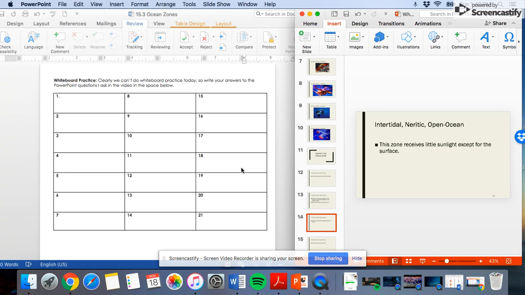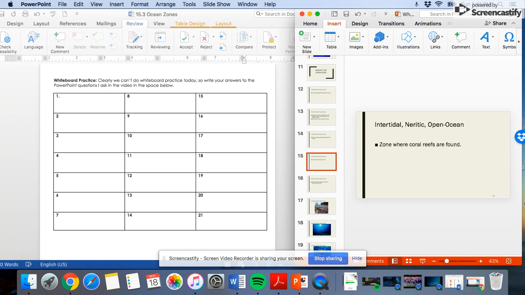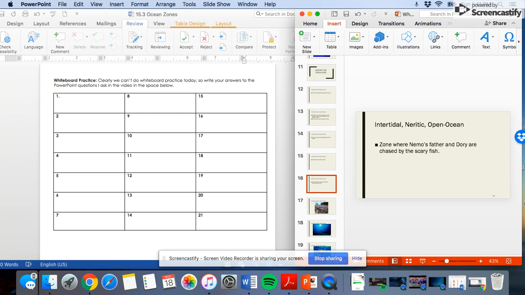Next, number 14. This zone receives little sunlight except at its surface. Go ahead and pause and write your answer. Great, this is going to be the open ocean zone. Number 15. This is the zone where coral reefs are found. Go ahead and push pause. All right, this is going to be the neritic zone. This is the zone where Nemo's father and Dory are chased by the scary fish. What zone is this? Go ahead and push pause. And the answer is the open ocean zone.